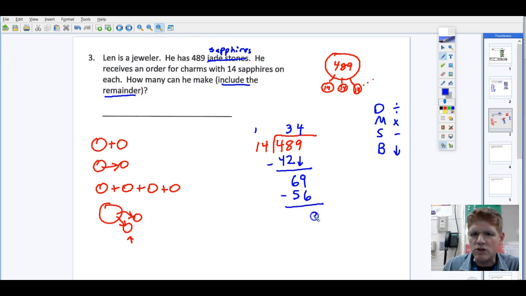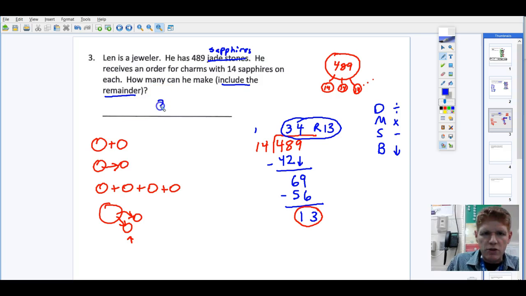And when I do my subtraction, I get 9 minus 6 is 3, 6 minus 5 is 1. I get a remainder of 13. Does that work? Well, as long as this number is smaller than that number, we're good. So my answer is 34. Now, is there anything to bring down? Nothing else to bring down. Kind of stuck with this remainder. So I will write that as 34, remainder 13.